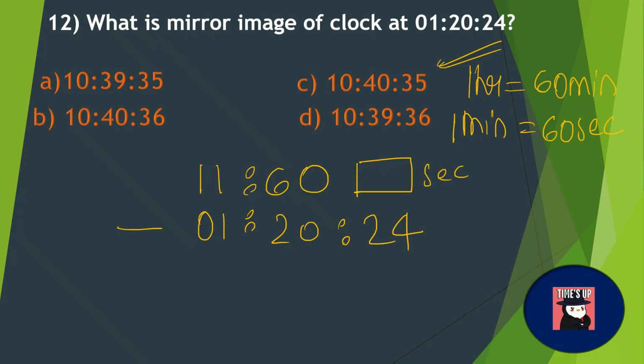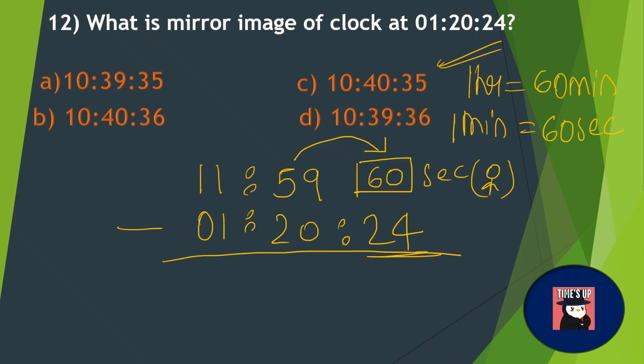So you need to borrow it from the minute. If this second is a girl, suppose this girl will say, I don't have anything to subtract from 24, I need some number, so it will borrow it from the minute. Once it borrows 1 minute, 60 will come here because 1 minute is equal to 60 seconds. And in the minute, 1 minute is borrowed by the second, so 59 will come. Now you can subtract, correct?